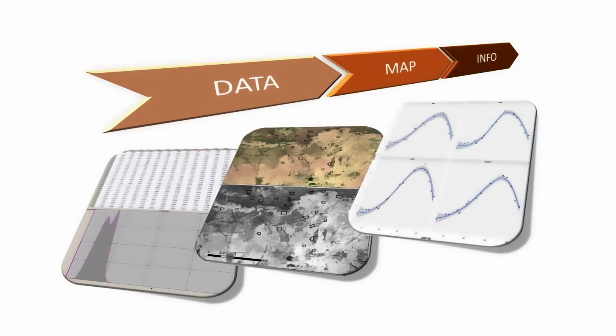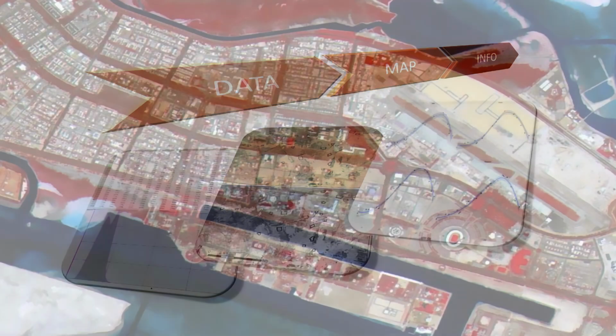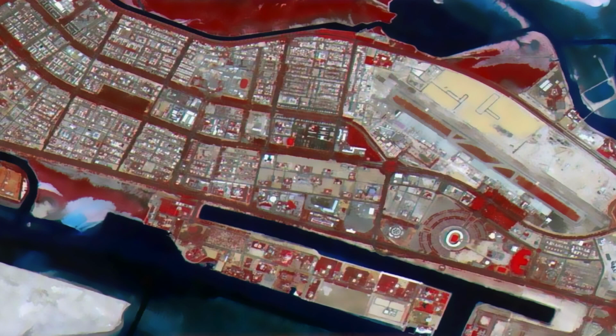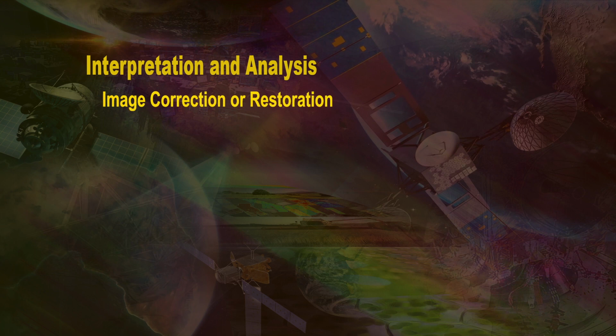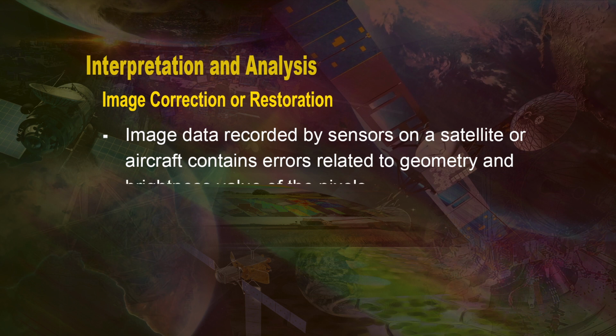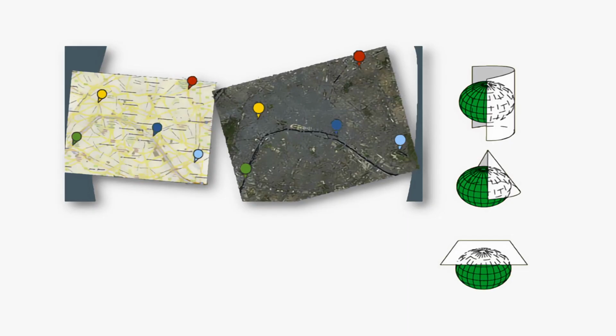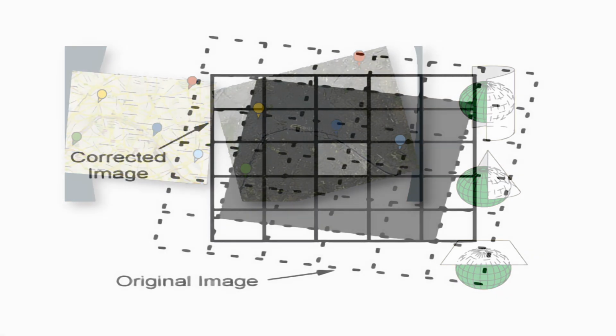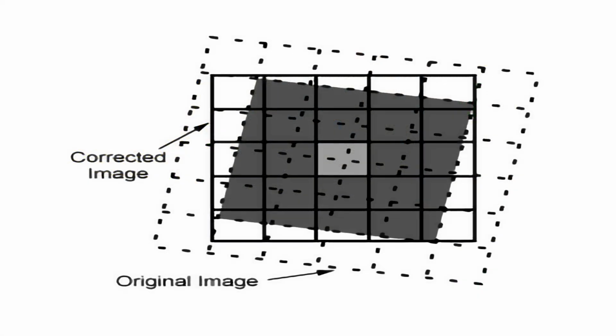Image processing, also called digital image processing, involves four basic steps for digital data. First, image correction or restoration. Image data recorded by sensors on a satellite or aircraft contains errors related to the geometry and the brightness value of the pixel. These errors are corrected using suitable mathematical models, which are either definite or statistical models.